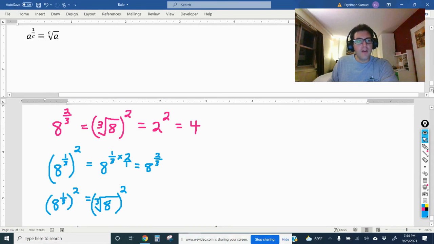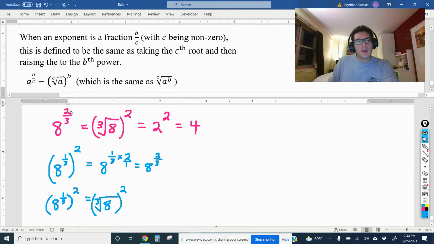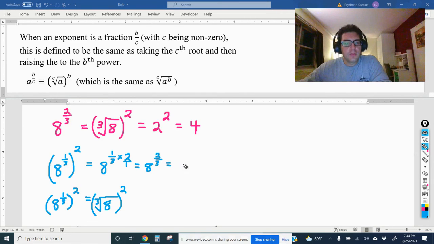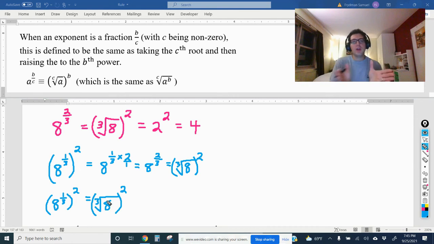So going back here now, a to the b over c is equal to the cth root of a to the bth power. 8 to the 2/3 is equal to the third root of 8, all raised to the second power. That's following this rule, which actually we did a couple of minutes ago over here. All right, and so you can see that this is exactly the same as this. And in fact, that's why this rule was invented the way it was. It was invented this way so that we would get the same answer here and here, so that all the rules are consistent, and no matter which rules we use to evaluate some expression, it all ends up giving us the same answer.